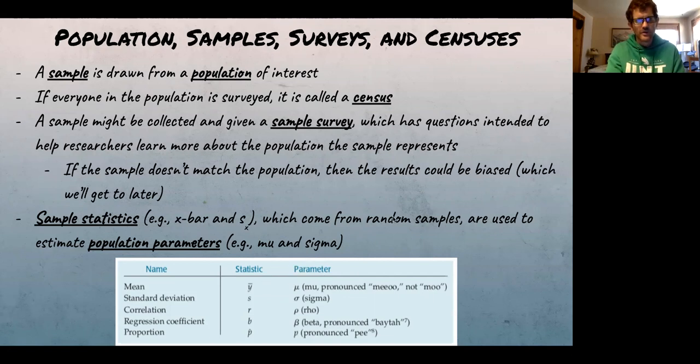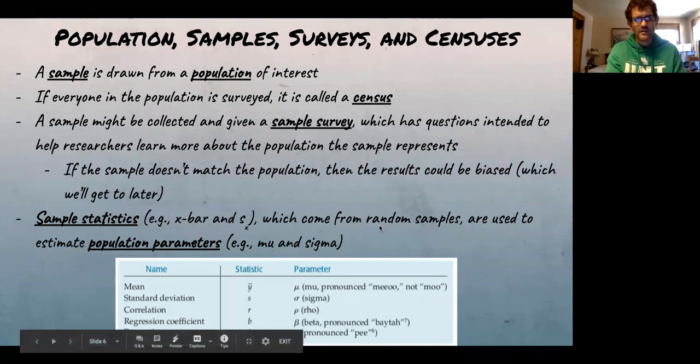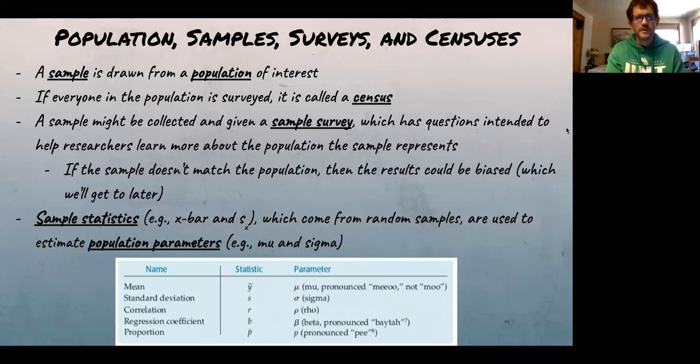We've already worked with x-bar and mu, s and sigma. r and rho, b and beta are ones that we haven't seen, and generally speaking, we don't even see those in this course. And then the parameters for proportions, we will see that later, but it's not for a long time, and we'll get to that when we get there. Okay.